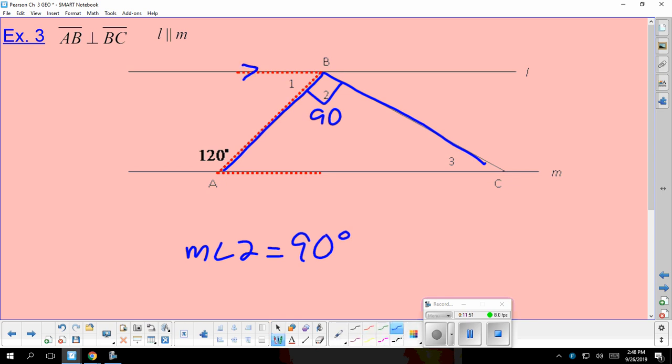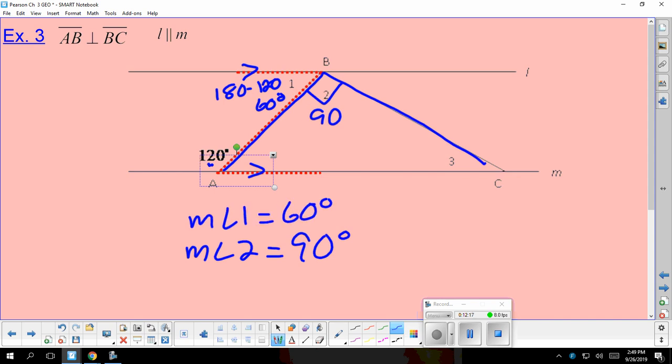So what type of angles are 1 and 120? They're on the inside. Are they on the same side of that line or on opposite sides? So these are same side interior, so they have to be supplementary. So if this is 120, this has to be 180 minus 120, or 60 degrees. So the measure of angle 1 equals 60 degrees.